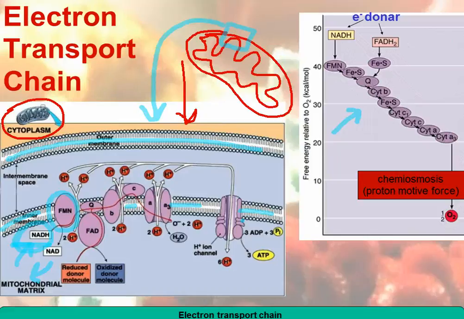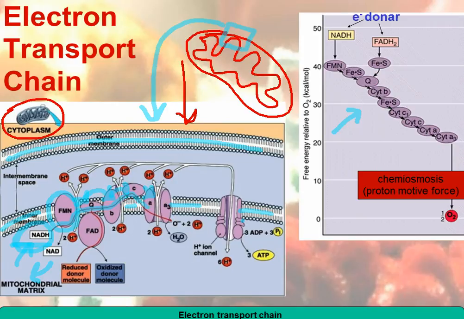FMN now is going to pass electrons to quinone, this guy with a Q. He's a vitamin K derivative. Q, or quinone, is going to pass off to cytochrome B. B, C, and A are cytochromes. They're iron-based proteins. Cytochrome B is going to pass off electrons to C. C is going to pass off to cytochrome A. By the way, look at the red route. That's the route of the electrons as they're being passed.